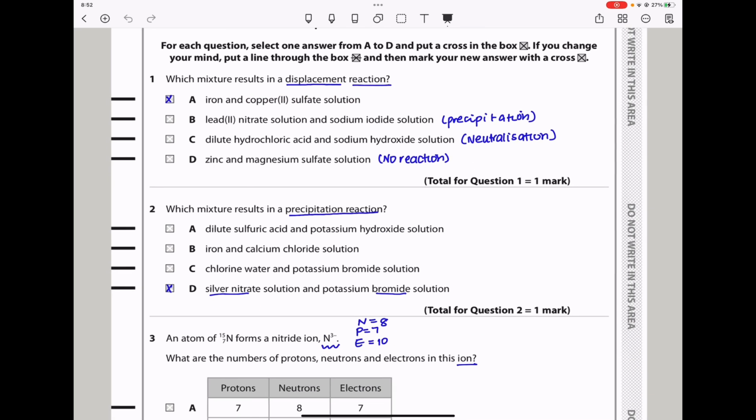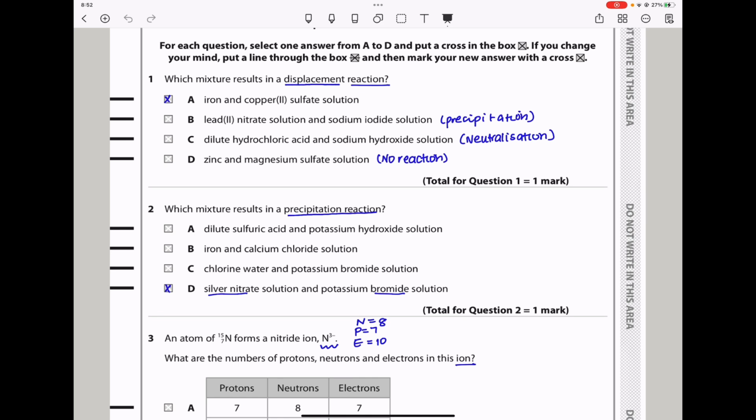When we go to question 2, they say which mixture results in a precipitation reaction. So when we see dilute sulfuric acid reacting with potassium hydroxide, that is not precipitation. Iron with calcium chloride, not precipitation. Actually, the only precipitation reaction is when silver nitrate reacts with potassium bromide, because here we're going to form silver bromide. And of course, you know, all halides of silver are going to be precipitates, so the answer should be a D.